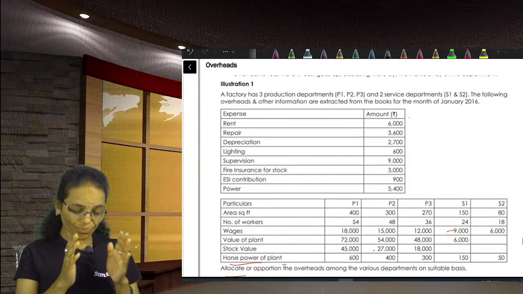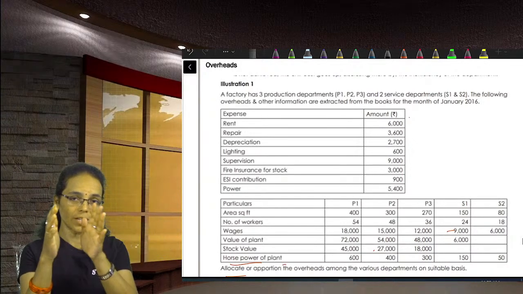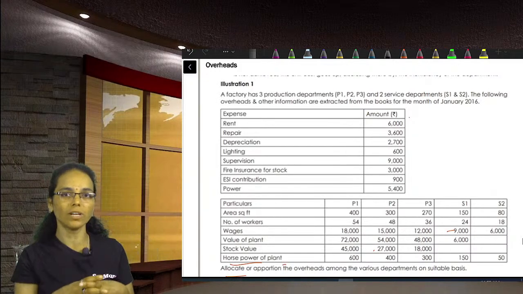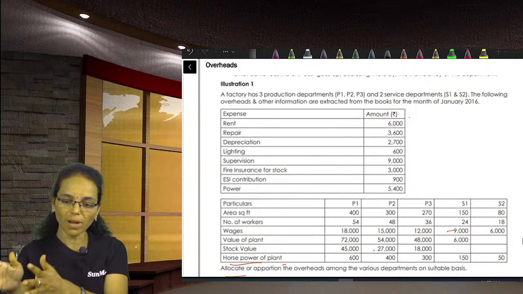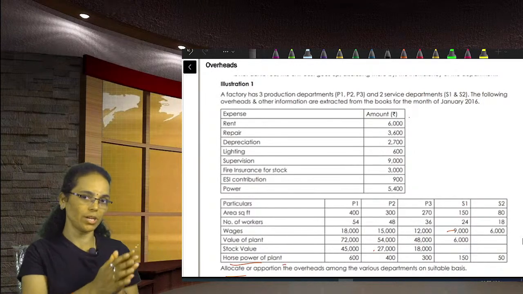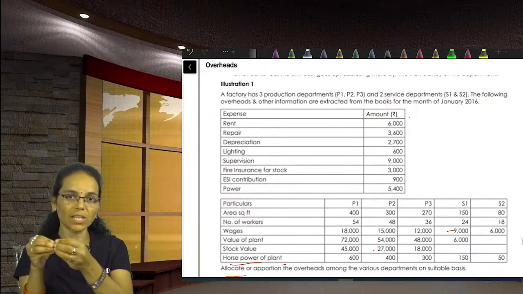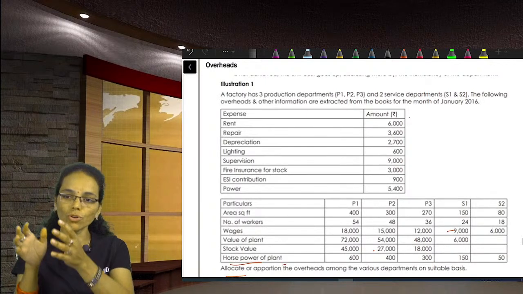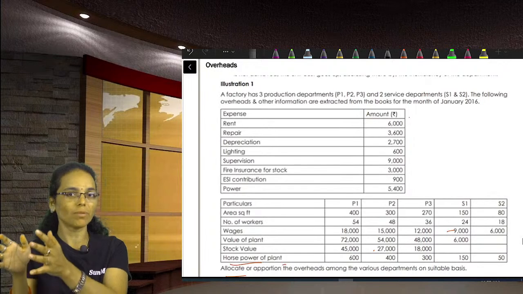For the first question, I'll take much time. This is a manufacturing unit. In this manufacturing unit, we have some production departments: production department 1, production department 2, production department 3. In the same manner, service department 1 and service department 2.